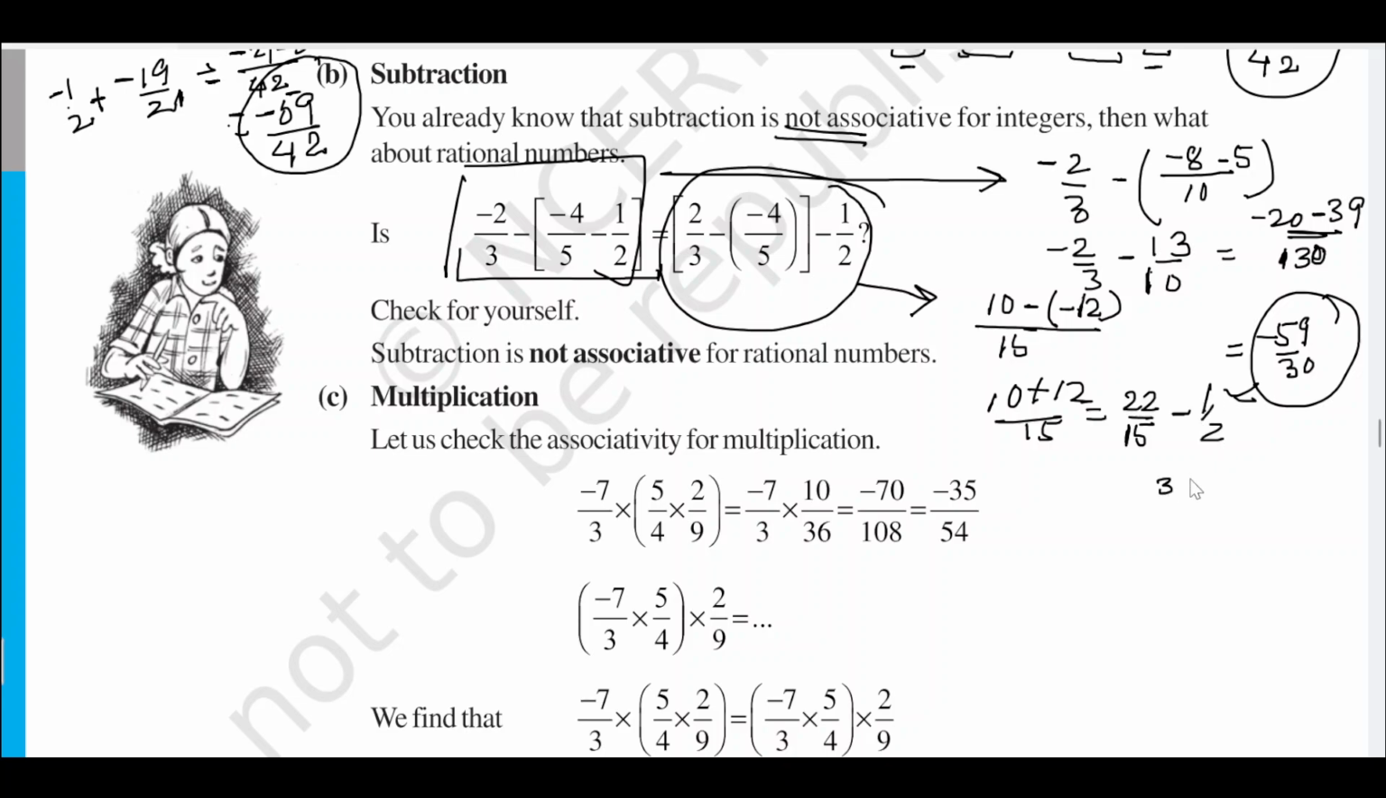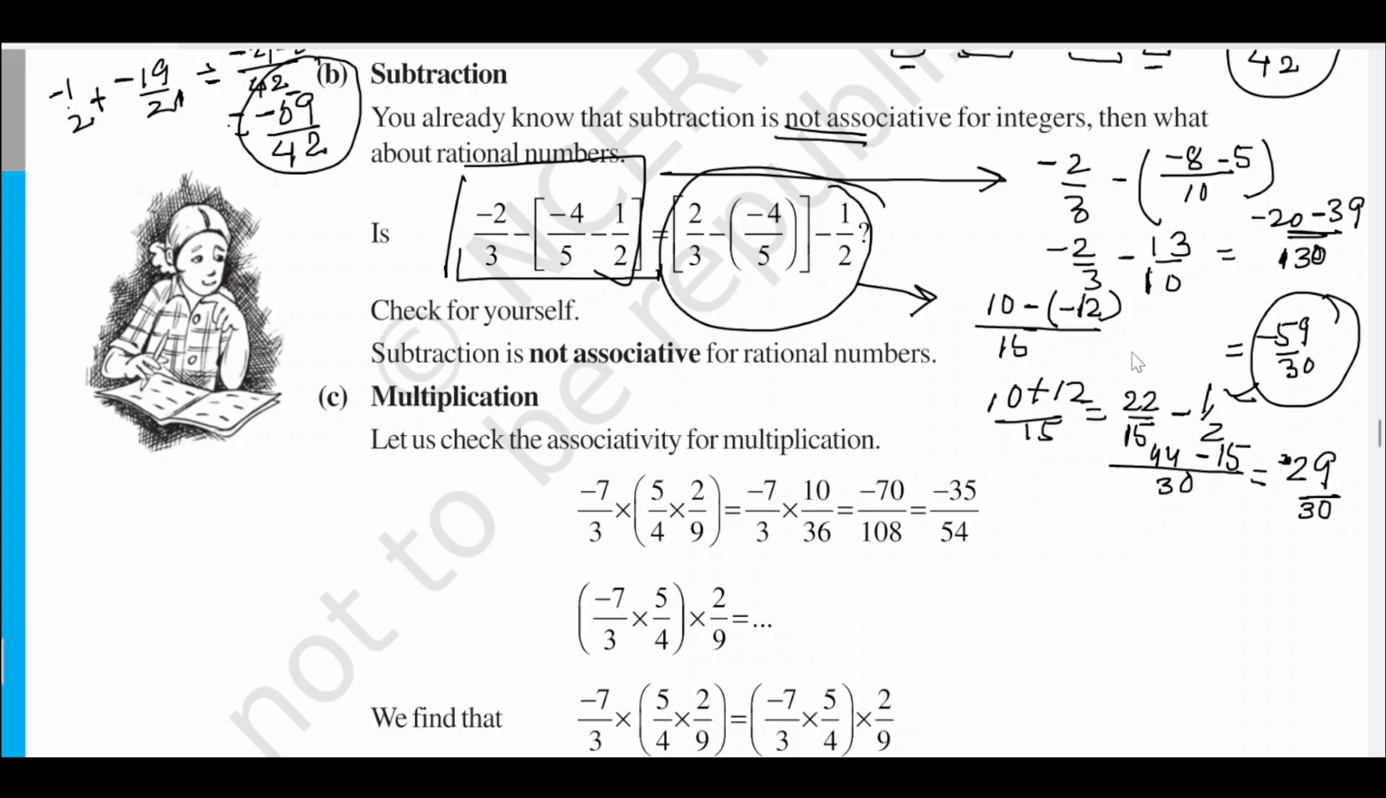So common factor will be 30, 44 minus 15. 44 minus 15 is going to be 29. 29 by 30.